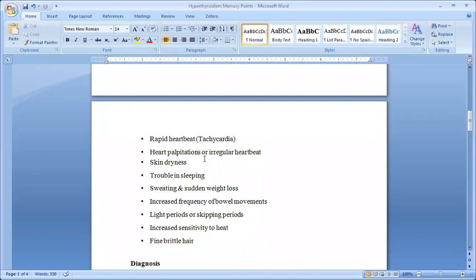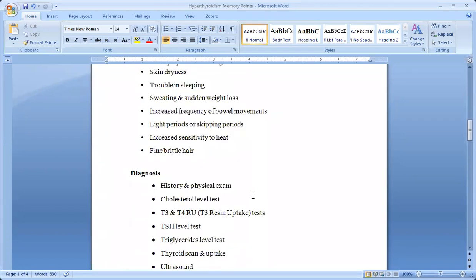Heart palpitations or irregular heartbeat, arrhythmia, skin dryness, trouble sleeping, sweating, and sudden weight loss. Increased frequency of bowel movements due to the high metabolic rate. Increased sensitivity to heat, light periods or skipping of periods in ladies, and fine brittle hair. These are the signs and symptoms of this disease.